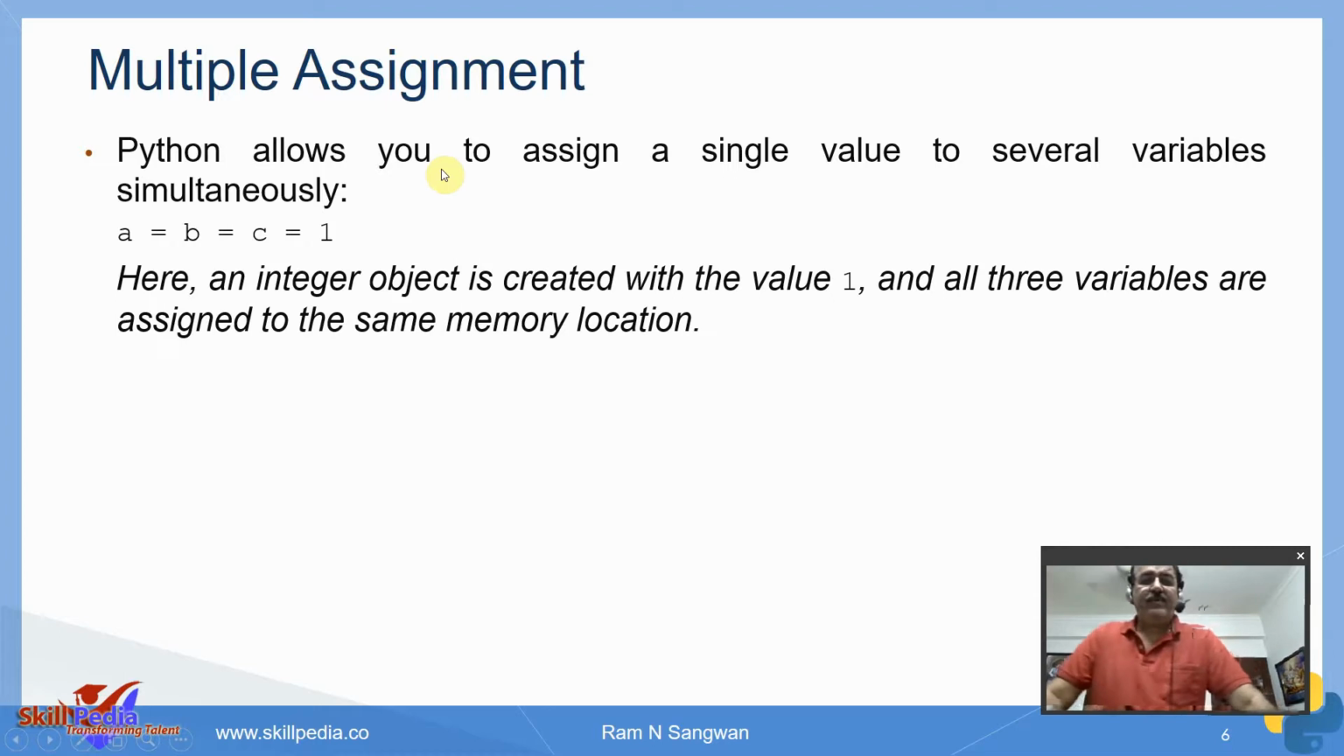Here an integer object is created with value of 1, and all 3 variables are assigned to the same memory location. That means the same memory area is referred to by the variables A, B and C.